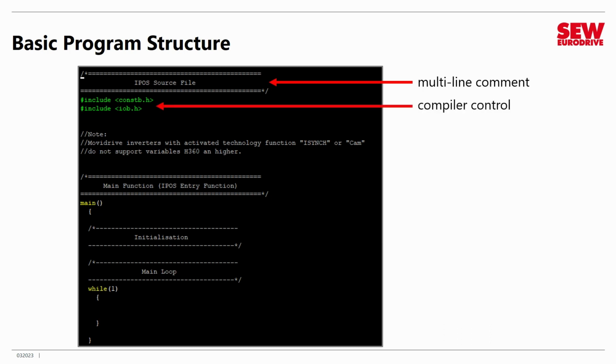Then we have some compiler control lines. These tell the compiler what to do when it compiles your program. And a good way to identify a compiler control line is they all begin with that pound sign. So in this case, it's #include and then constant b.h in angle brackets. All right, so that's a compiler control. We'll be learning about these pretty soon. We also have some single line comments. These are comments that just occupy one line by themselves.